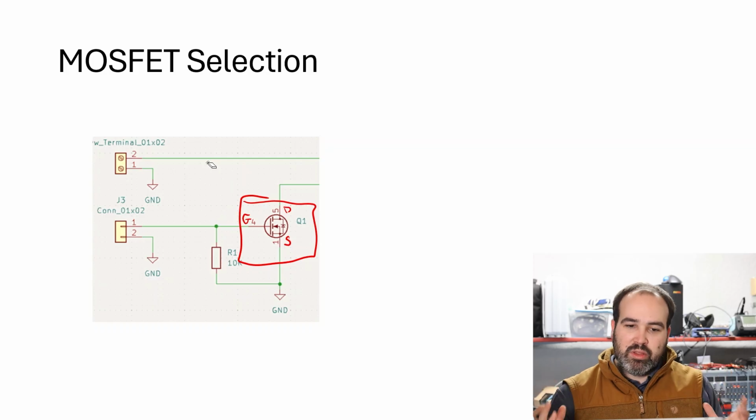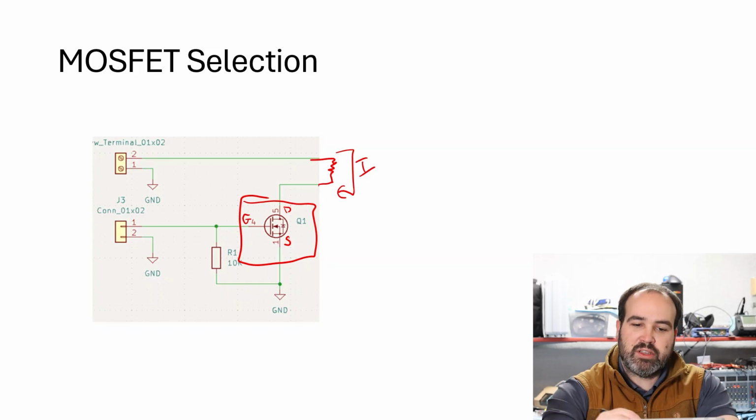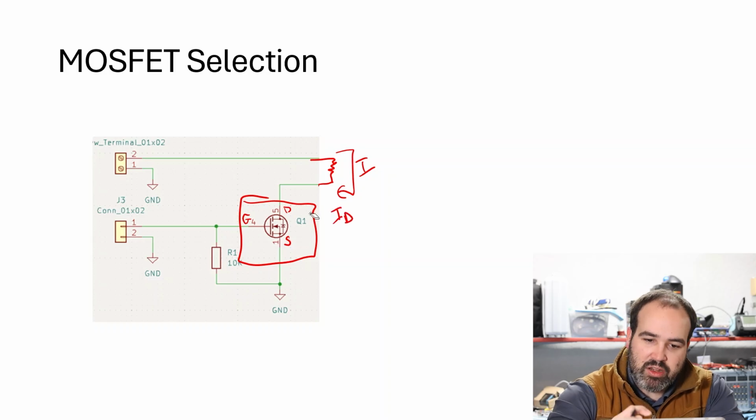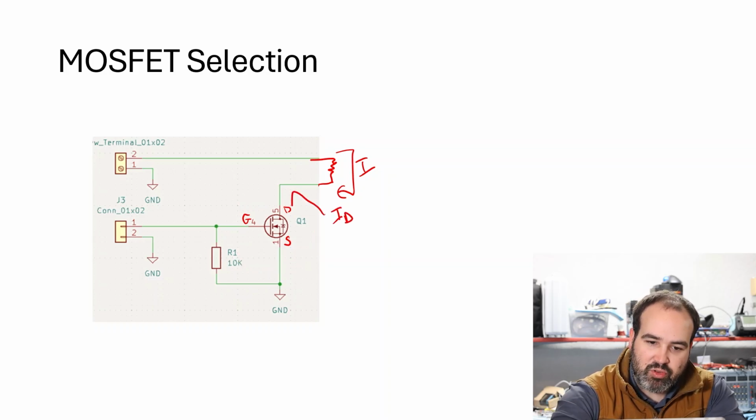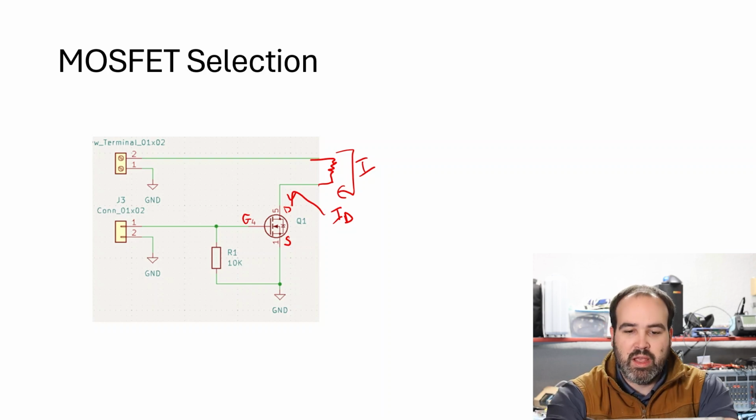And when we look at this, we're going to have a few specs of importance to us. We have some load here that we're driving current through, right? So this is I. The first thing that we're going to see is something called ID, which is the drain current in the MOSFET. So this is the drain current going into the MOSFET. There's a maximum value. If we go over that, it'll burn up.